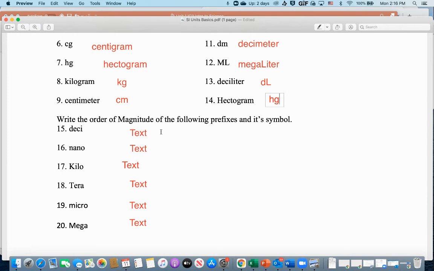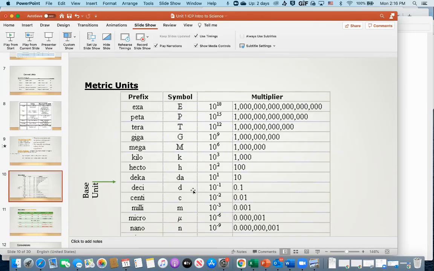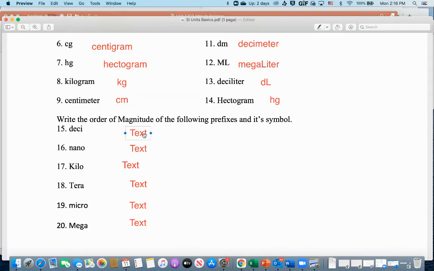So write the order of magnitude of the following prefix and its symbol. So if we start with deci right here, I go to deci. Well, deci, the symbol is d, and it's 10 to the negative first, right? So the power of -1. Now on my system, it's a little difficult, this is a preview here, to go in power, so I'm just going to go 10 caret. So that's the power of -1 right here. So the symbol is d, 10 caret -1.